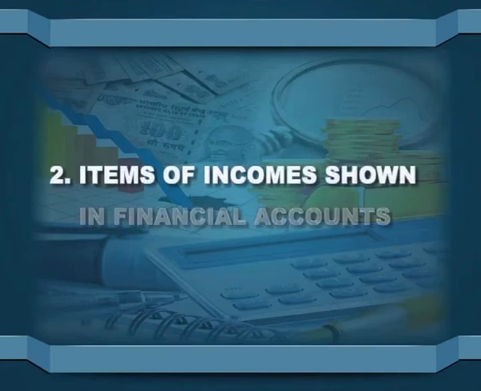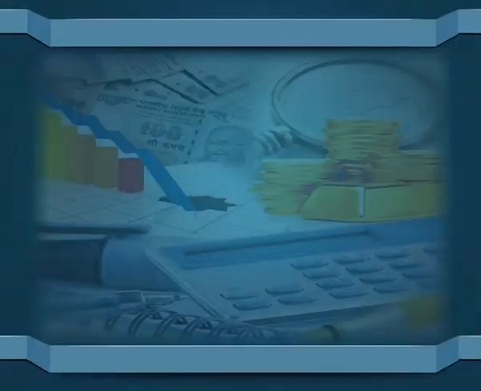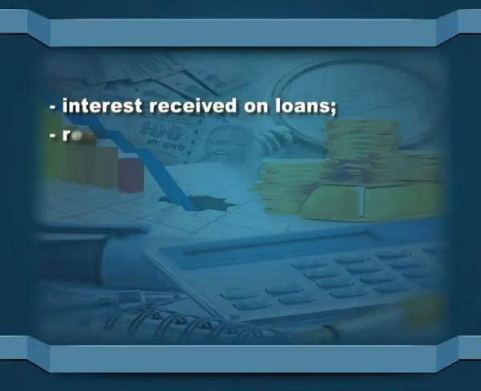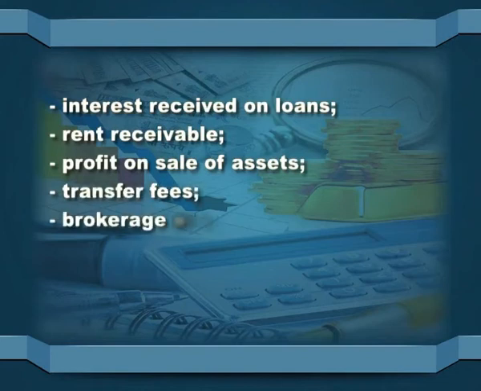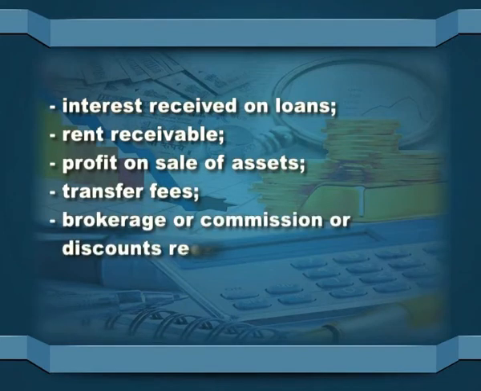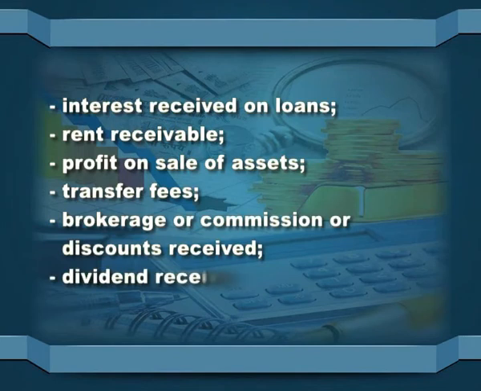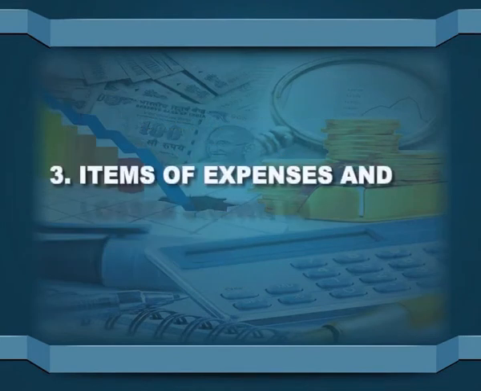Number 2. Items of income shown in financial accounts. There are certain incomes which are included in financial accounts and not in cost accounts. For instance, interest received on loans, rent receivable, profit on sale of assets, transfer fees, brokerage or commission or discounts received, dividend received, etc.